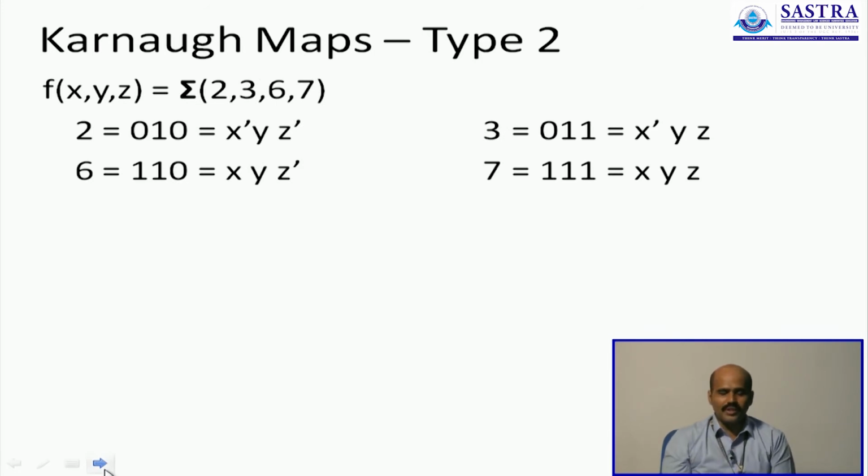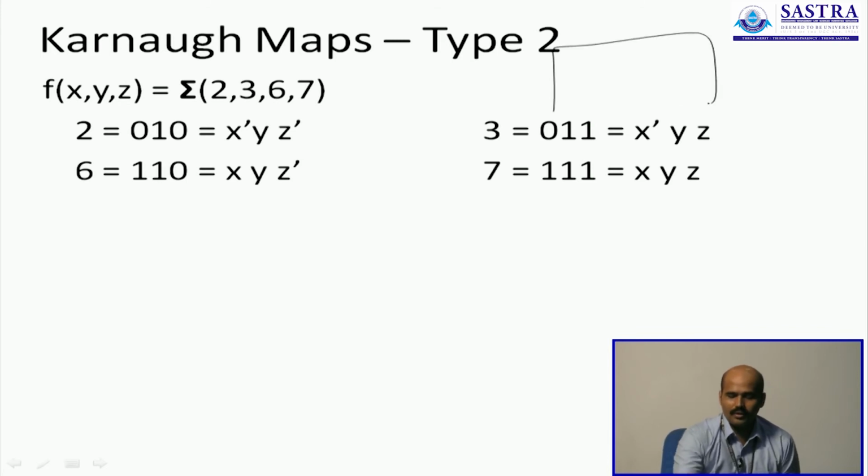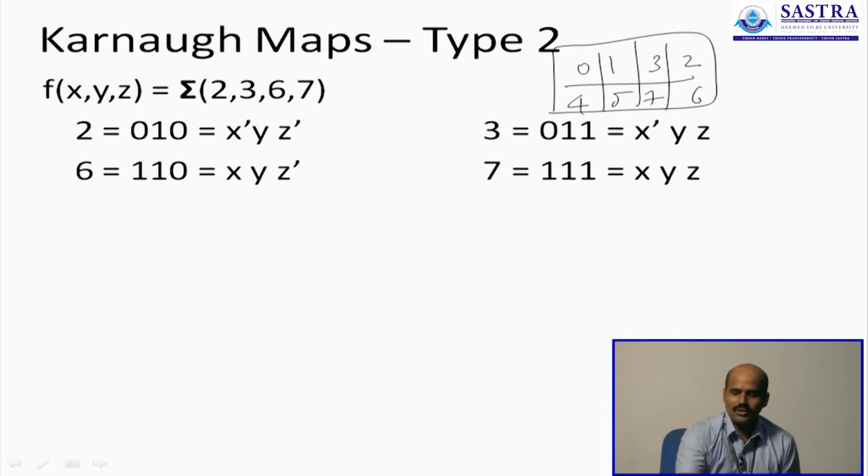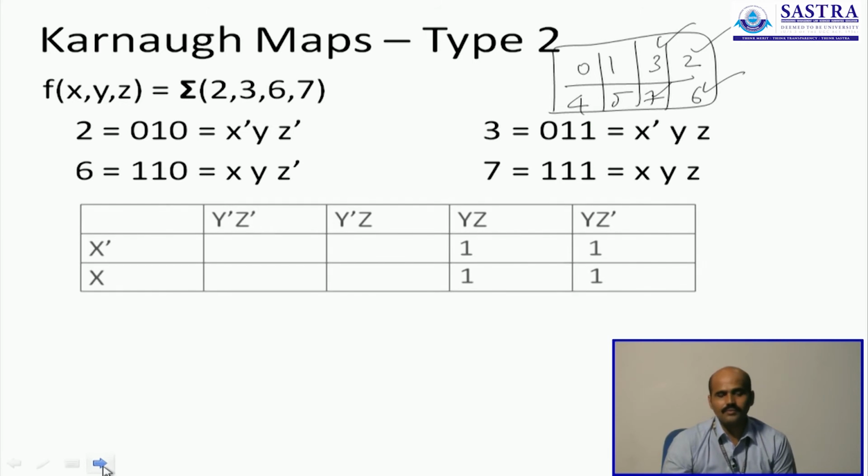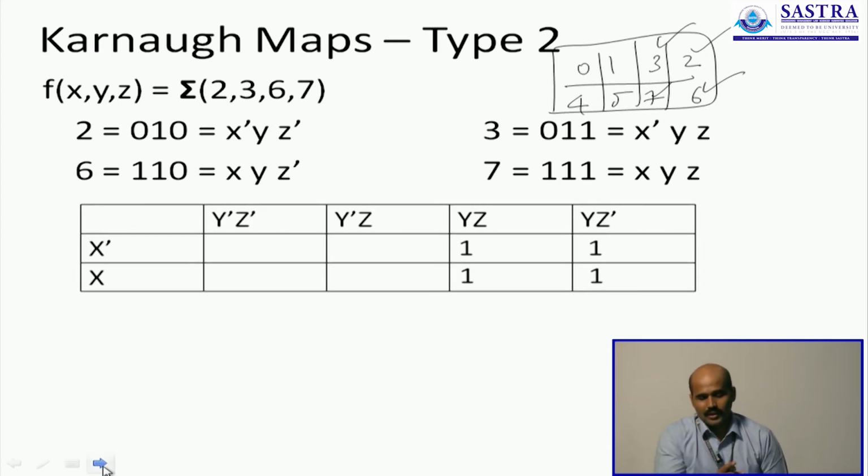What if you have 2, 3, 6 and 7? Now in the table you can recall that I have 0, 1, 3 and 2, 4, 5, 7 and 6. The question wants us to focus only on 2, 3, 6 and 7. 2 is here, 3 is here, 6 is here, 7 is here. And I can identify this like this. There are only 4 ones present. They are in the last 2 rows and the 2 columns of the table. This is what I have.